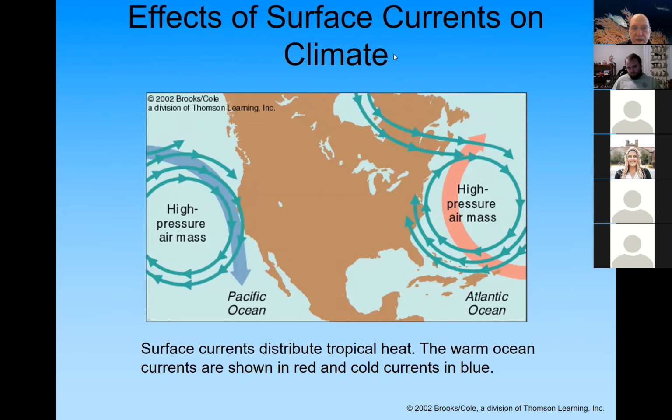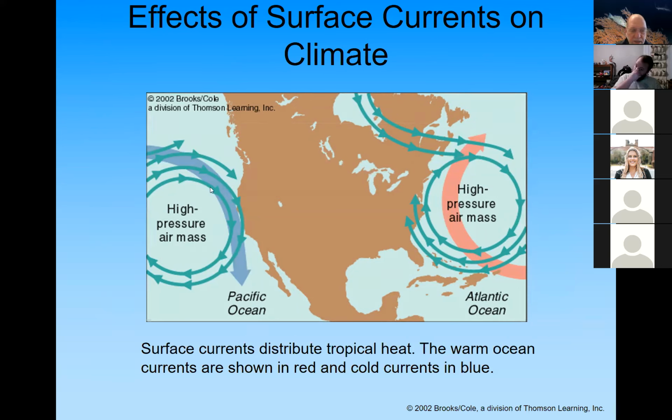So, these current patterns, high pressure air, low pressure air, the effect of this massive motion of ocean waters tends to distribute heat. And the warm ocean currents are bringing heat from the equatorial regions, from the low latitudes to the higher regions. And the opposite occurs in the return flow. So this is the Humboldt current flowing south, and the Gulf Stream flowing north.